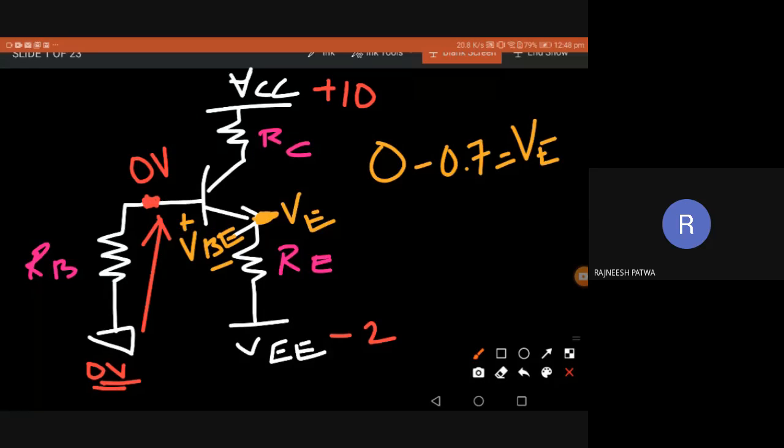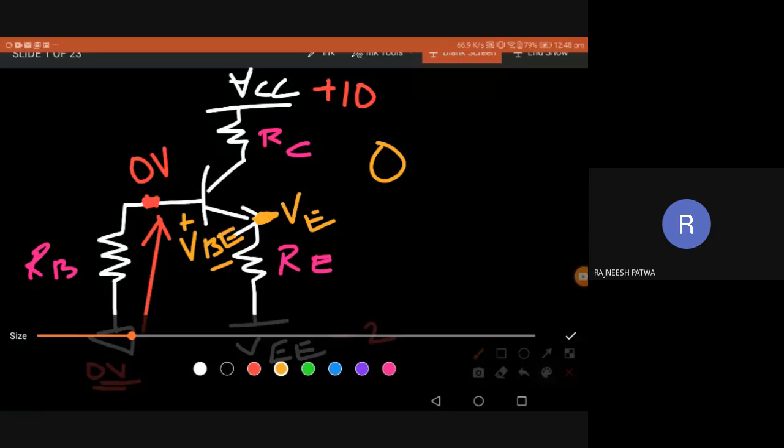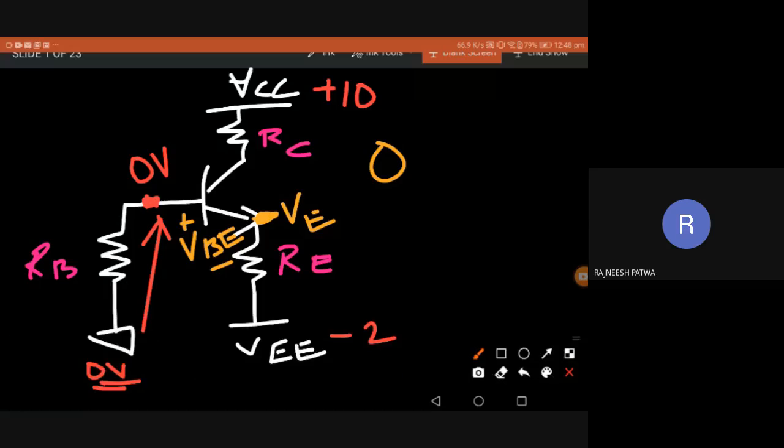No, this is not right. 0 plus VB, I'll just write VB, minus VBE. Then we have VEE. We have IERE also, minus IERE, minus or plus 2, plus 2 equal to 0.